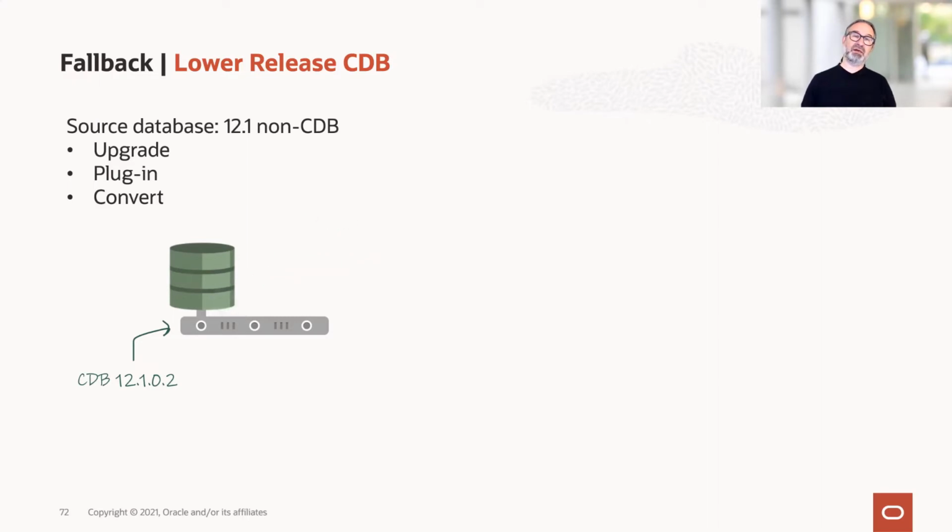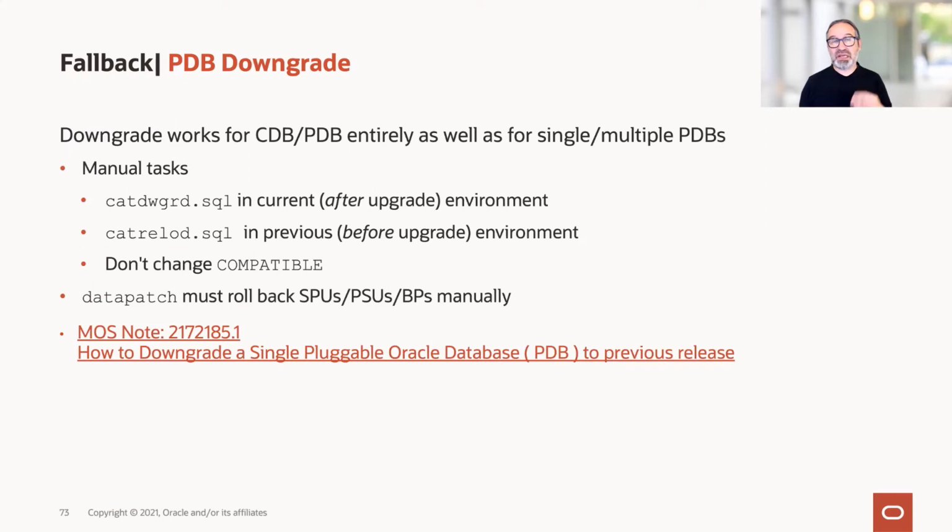Now you would say, oh, wait. I'm not back in non-CDB. You're right. You're not back in a non-CDB environment, but you are back in the old version, and the downgrade is very fast. Because when we do a downgrade, we can downgrade the entire CDB or the PDB alone. And when we run the catdwgrd script in the after-upgrade environment and catrelod in the previous, before-upgrade environment, and we didn't change compatible, we may be back in 15 or 20 minutes because the downgrade is very fast. So this is a good option to go backwards, especially when your database is very big.